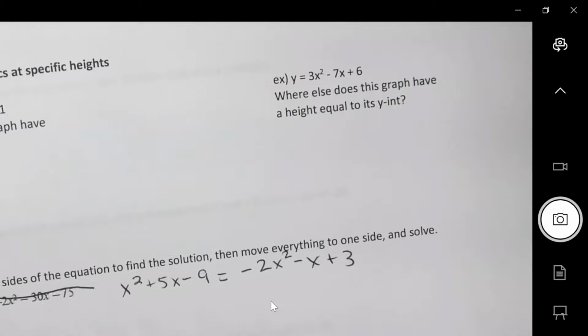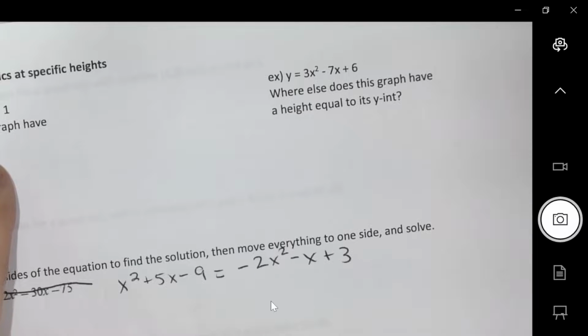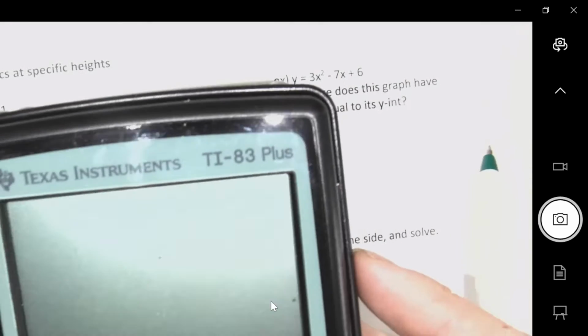Solving equations at specific heights. Okay, so you actually know how to do this. We're just going to do a few examples together. Where does this graph have a height of -5? So graphing it, let's go ahead into our calculator.